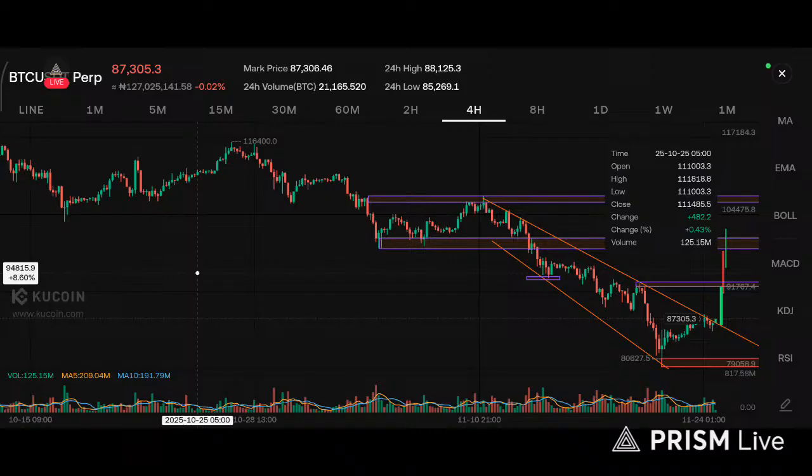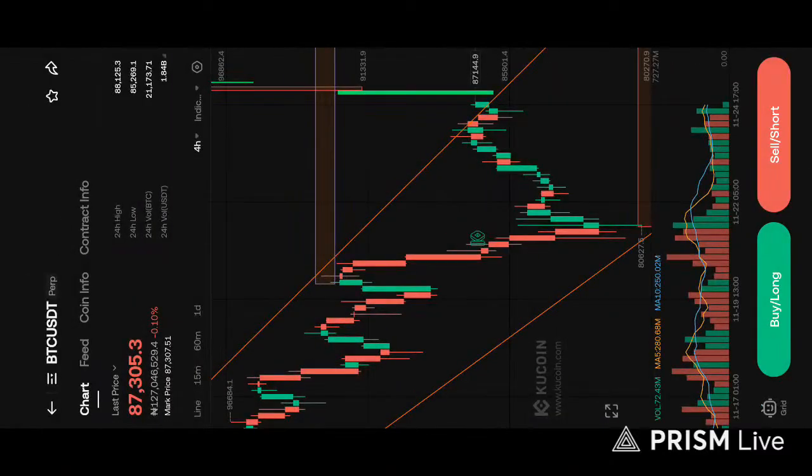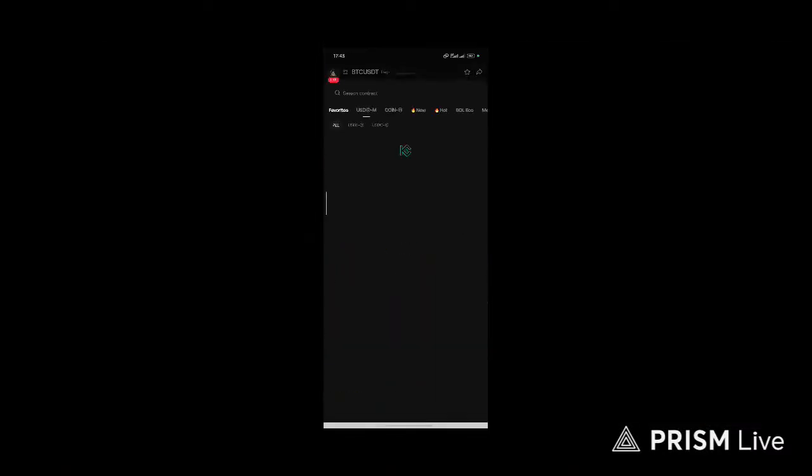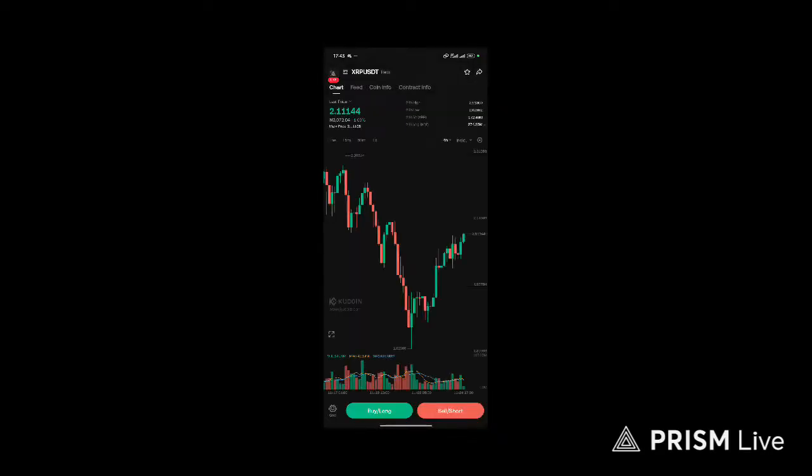All right. So let's move to the main chart. Today we are talking about XRP. XRP is a token with the name Ripple, right? Currently trading at 2.11154, right? So our question is this: is the external liquidity sweep in XRP to USDT perpetual valid in KuCoin futures? That is our question today.